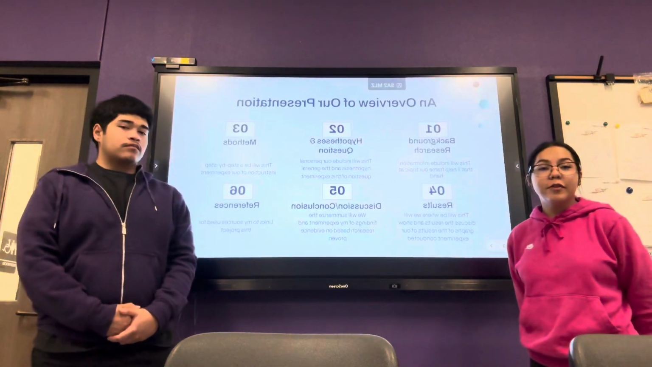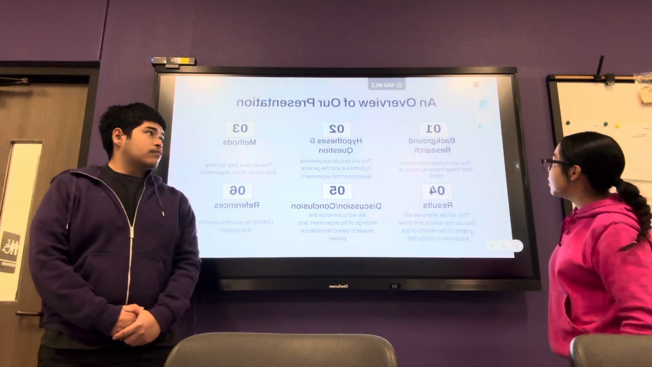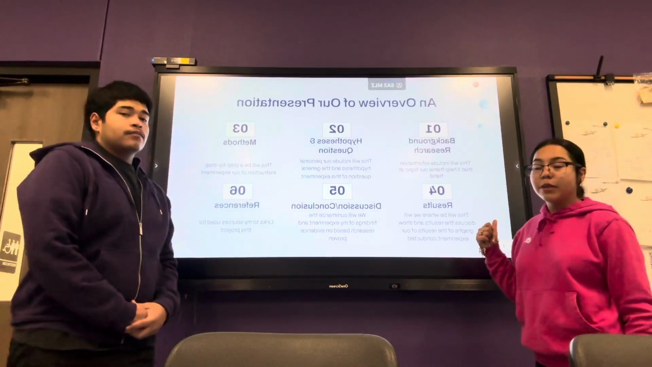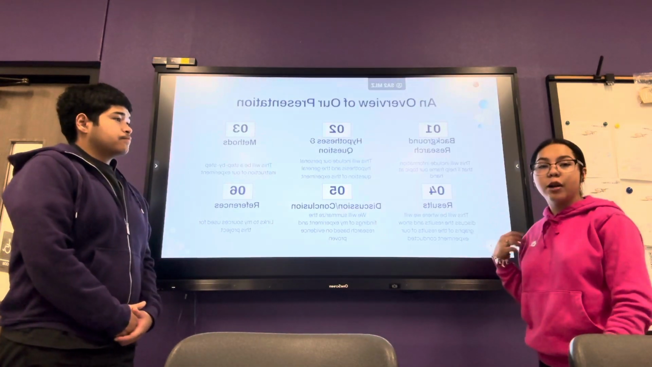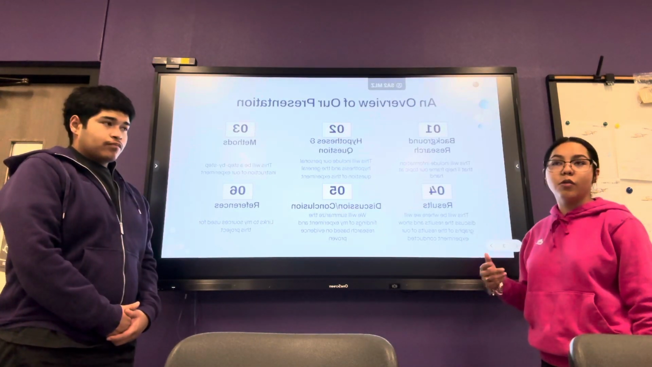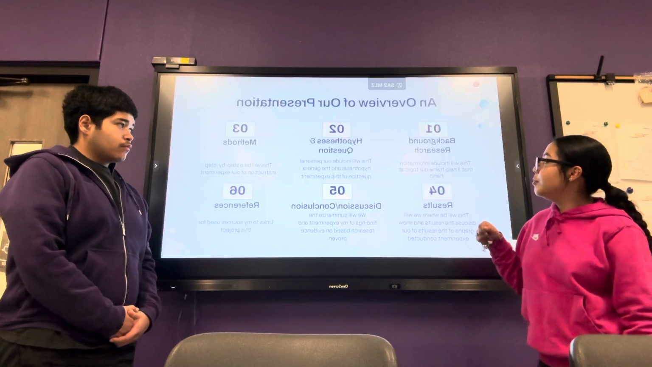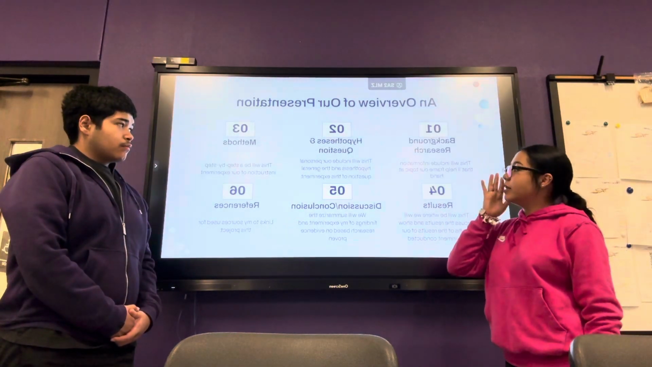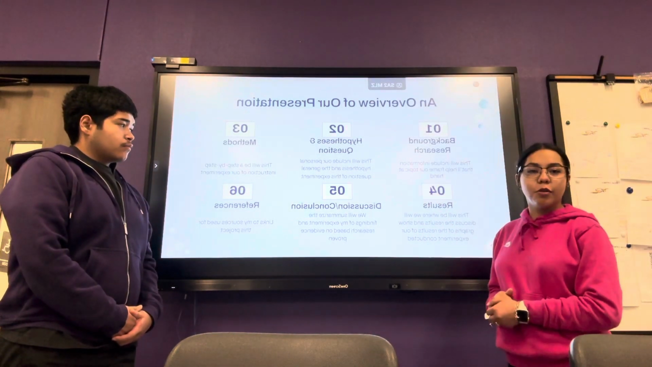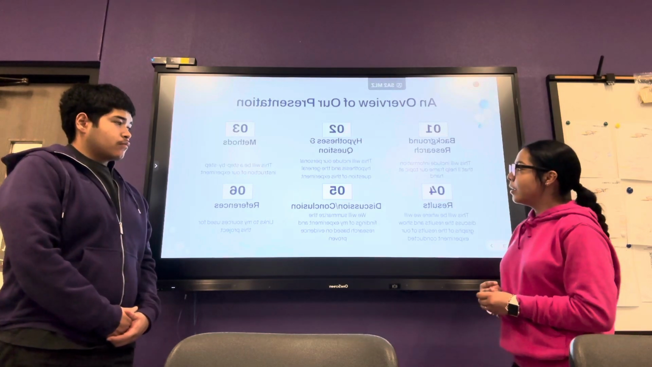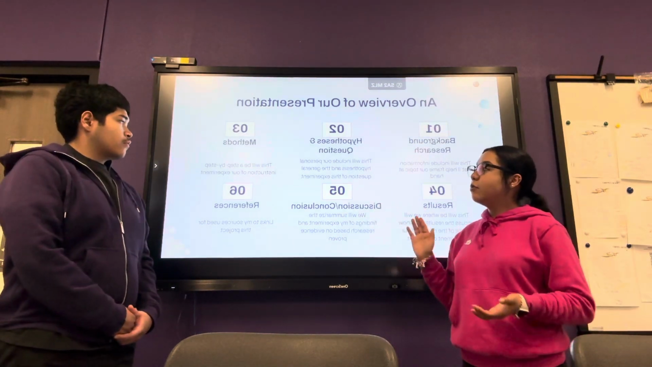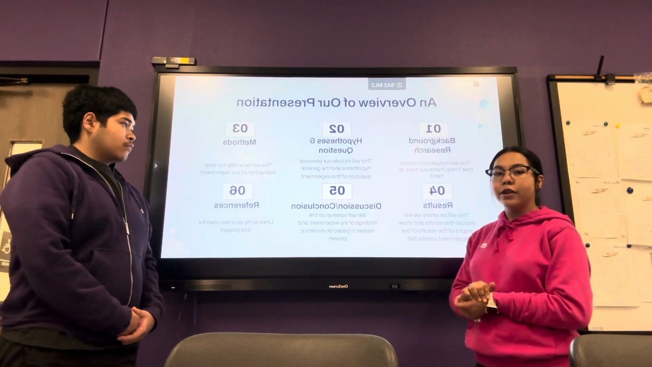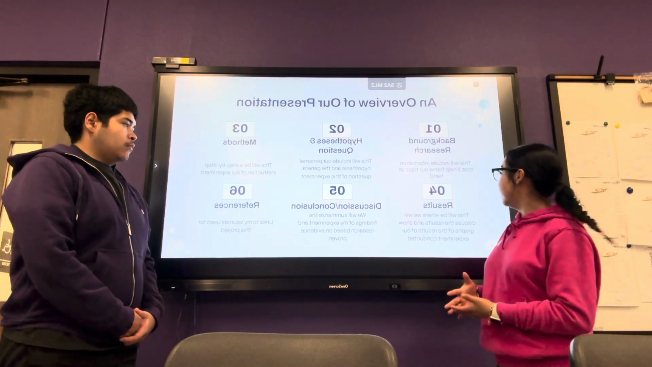So for an overview of our presentation, we're going to hit different topics, starting with our background research. We developed a lot of background research in order to actually help us go through with our project so we know what has to be known. Then we move on to our hypothesis and question. This is going to include our general hypothesis and our general question of our overall experiment. Then we go into methods. Methods will be a step-by-step instruction of our experiment and our general objective.